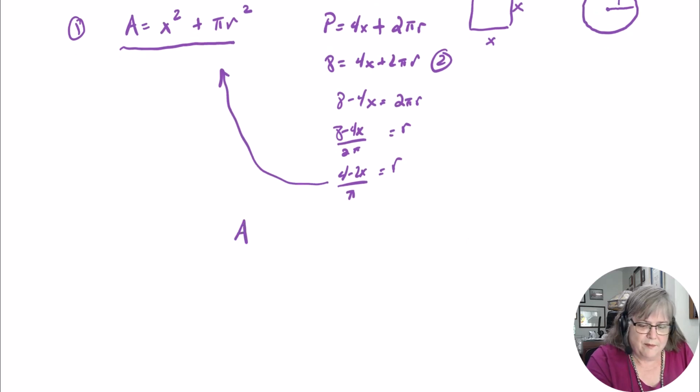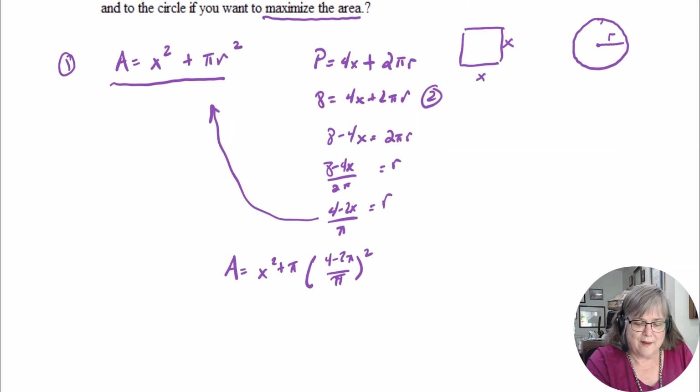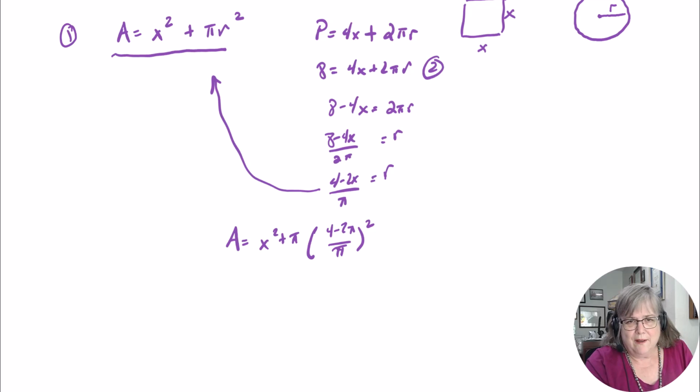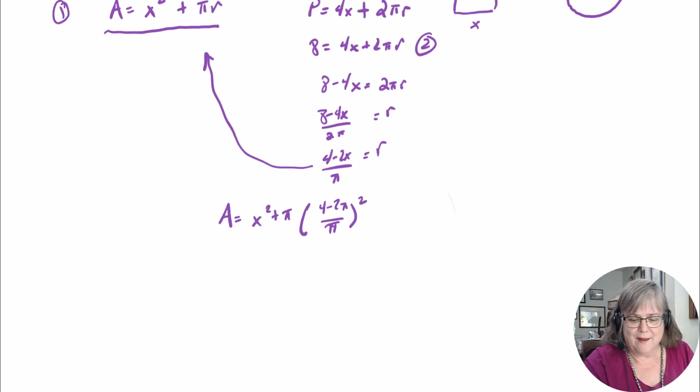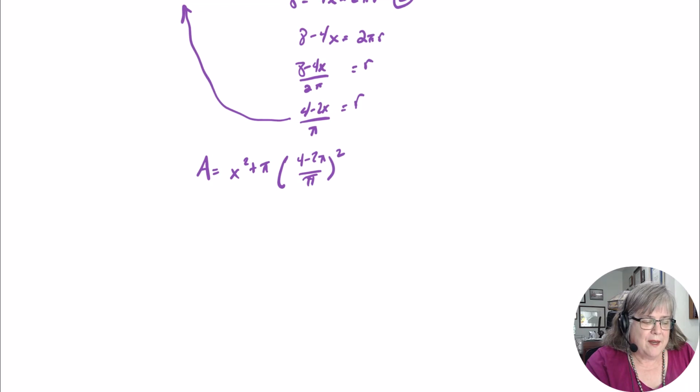So I would have A is x squared plus pi times r squared, where r is (4 minus 2x) over pi, squared. Sometimes you do all this difficult work and then forget something like the square, and then life is just difficult. Now at this point, you could call this A of x because now it's all in terms of x. Before it was not. I'm not going to be picky, so let's just stick with A. All right. Now, this is A, and my job is to figure out where its derivative might be equal to 0 and find a maximum.